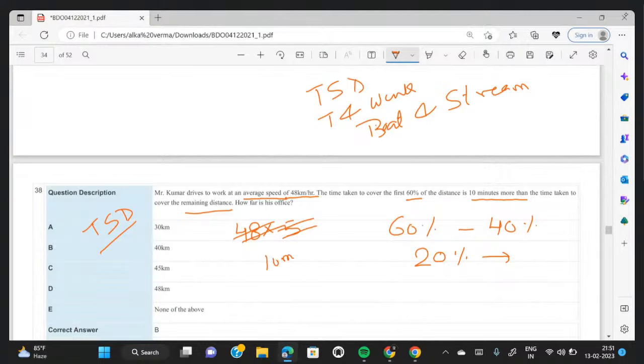10 minutes is basically 1 by 6 hours. Now he is covering 48 kilometers in 1 hour. So when you divide it by 6, in 1 by 6 hours, he will be covering 48 by 6 kilometers, which is 8 kilometers. So this 20%, which is remaining of 60% minus 40%, corresponds to 8 kilometers.